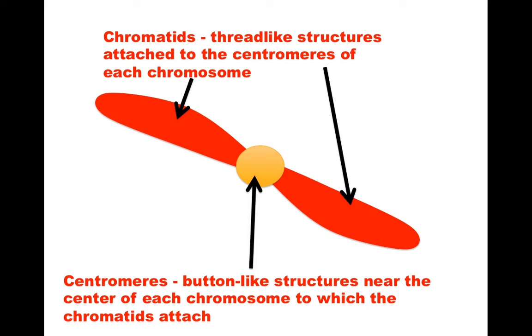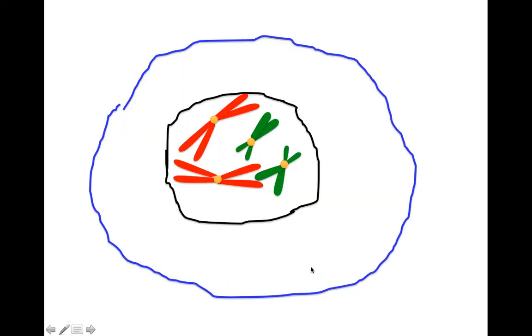So you want two more vocabulary terms right here. Chromatids, thread-like structures attached to the centromeres, and centromeres, a little button-like structure in the middle. And again, this is probably a nice screenshot that you want to take so you get the idea of what the structure of a chromosome is. But our focus is on what's happening with the chromosomes themselves.